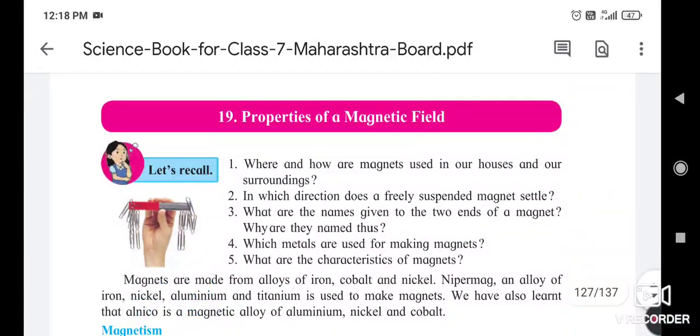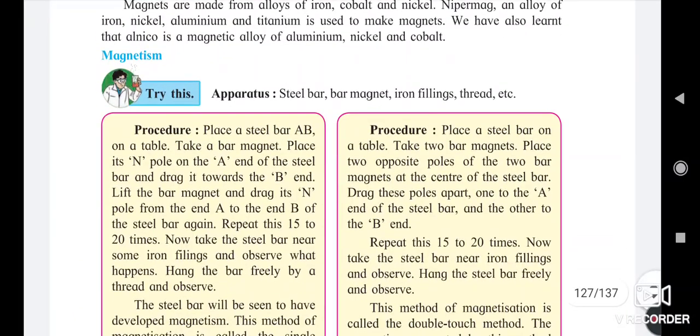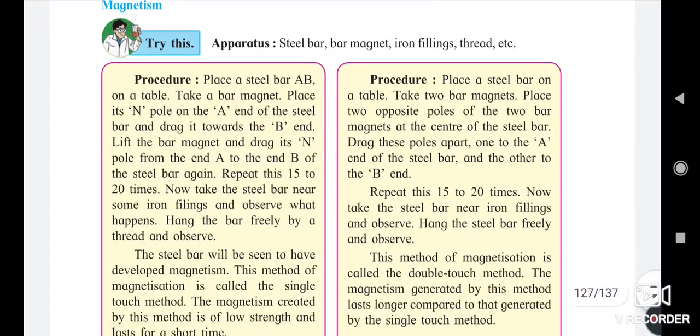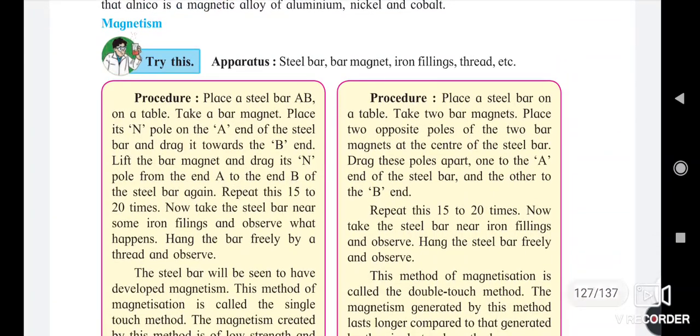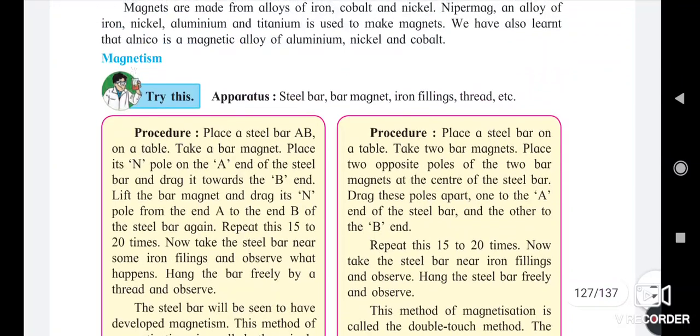Today we are going to see the creation of a magnetic field and its uses. There are two processes for creating magnets from a material. That is the procedure.